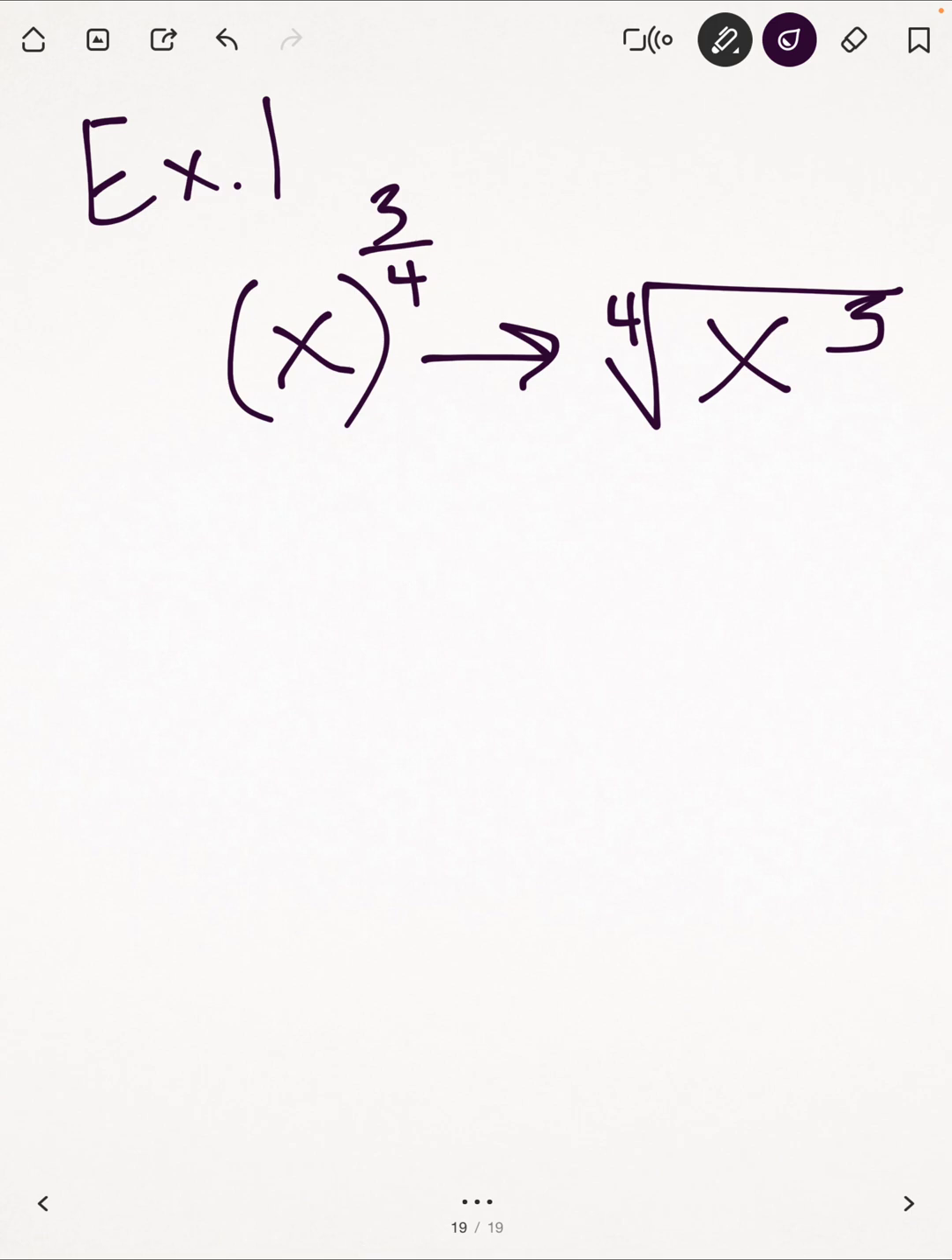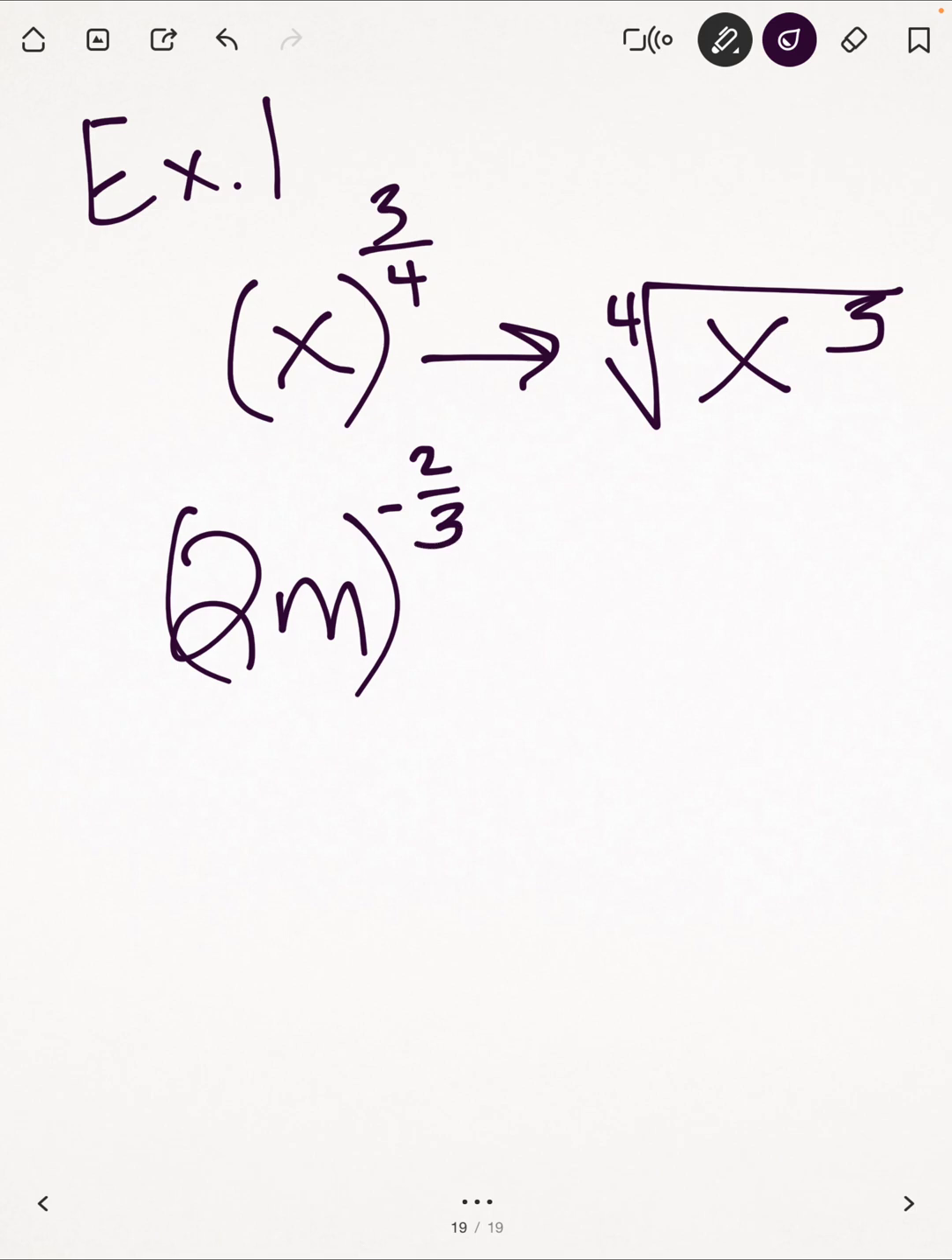What if we have a negative exponent? So let's change it up and we'll throw a number in there too. Let's say we have 2m to the negative 2/3 power. Whenever we have a negative exponent, we're going to draw a line. We're going to put a 1 on top. Then we're going to do our radical again on the bottom.